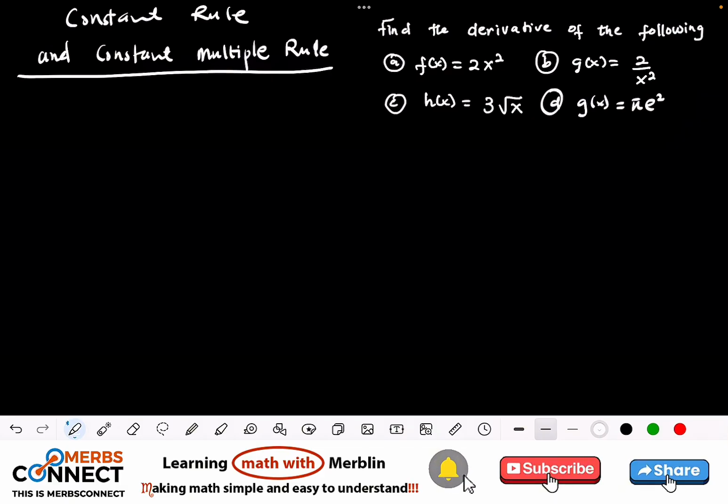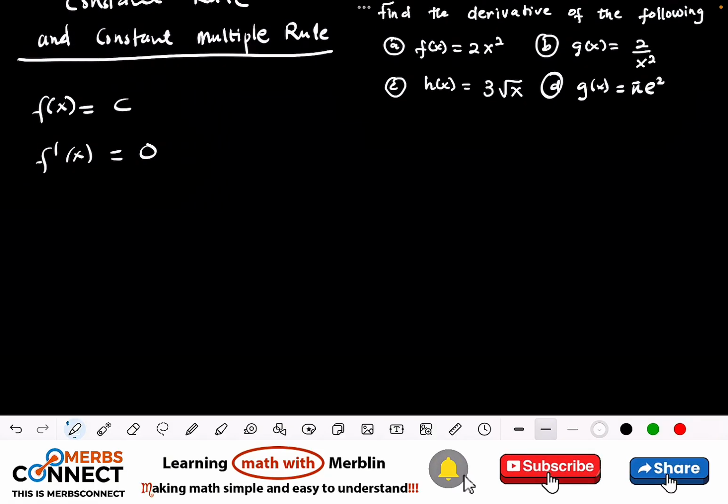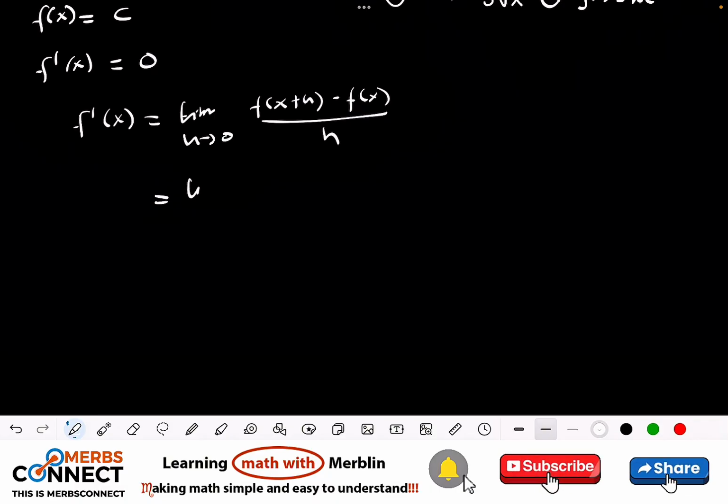So what is a constant rule? Let us assume I have y, which is equal to c, or let me say this is f of x. Then f prime of x is actually 0, just 0, like that. You get it? So if I want to prove this using the limit rule, then we know that f prime of x is equal to the limit as h approaches 0 of f of x plus h minus f of x divided by h. Now limit h is approaching 0. What is f of x? This is f of x, which is equal to c.